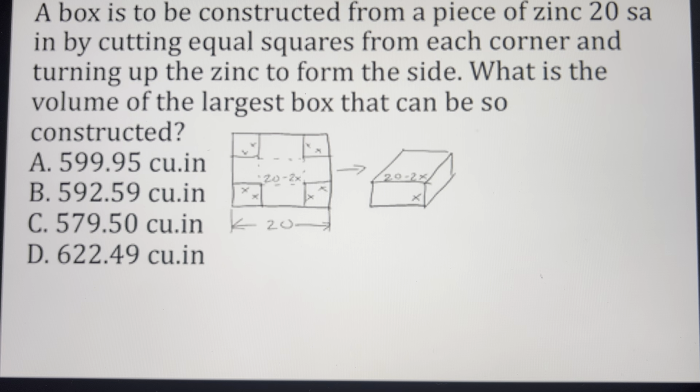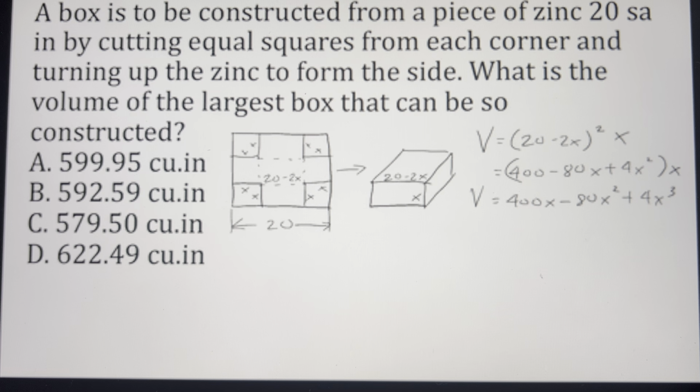So meaning the volume is equivalent to the area of the base, and that's (20 minus 2x) squared, times the height x. So let's expand this expression. That will be 400 minus 80x plus 4x squared. Multiply them again by x, so that will be 400x minus 80x squared plus 4x cubed. That will be our volume.